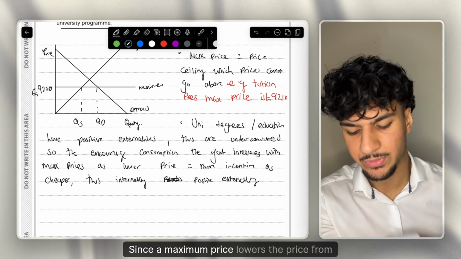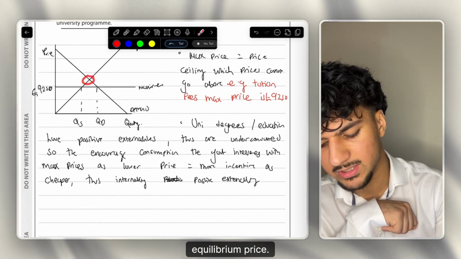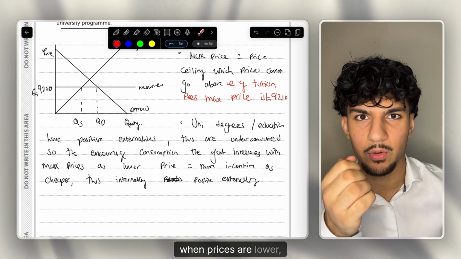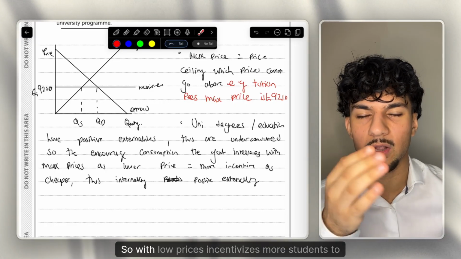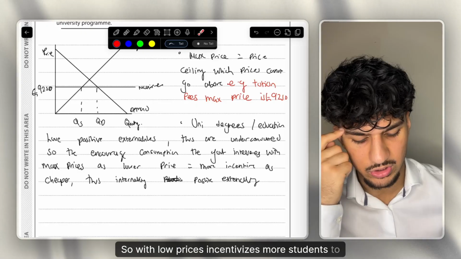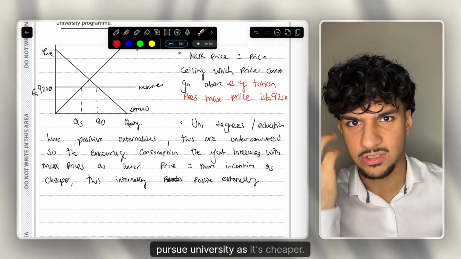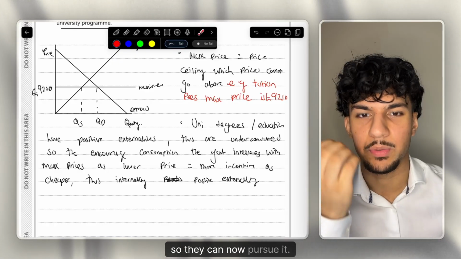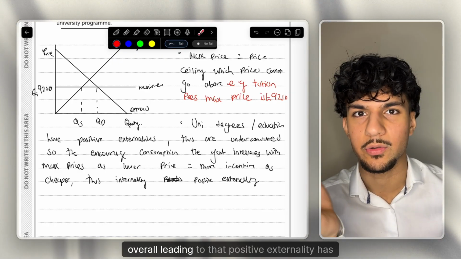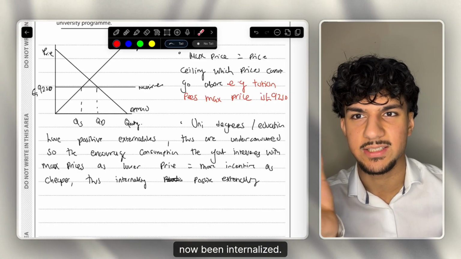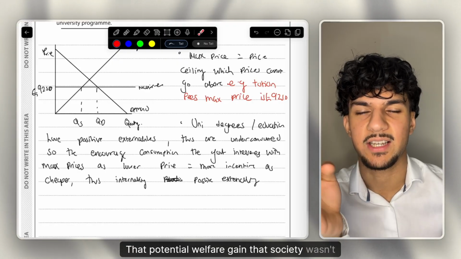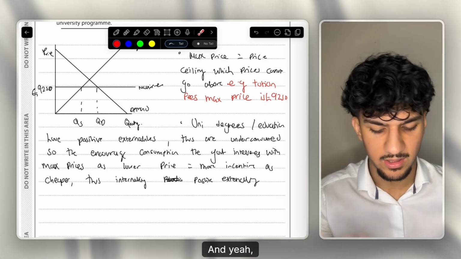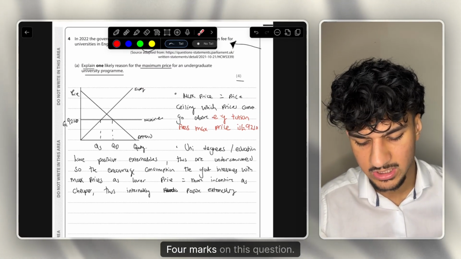Why? Since a maximum price lowers the price from the equilibrium price. Thus, of course, as we know, via the law of demand, when prices are lower, there's an increased demand. So with low prices, it incentivizes more students to pursue university as it's cheaper. You could talk about low income individuals, it's now cheaper for them as well, so they can now pursue it. But essentially, overall leading to those positive externalities now being internalized, that potential welfare gain that society wasn't gaining has now been gained. And yeah, it's positive for society. And that's exactly how I would get 4 marks out of 4 marks on this question.